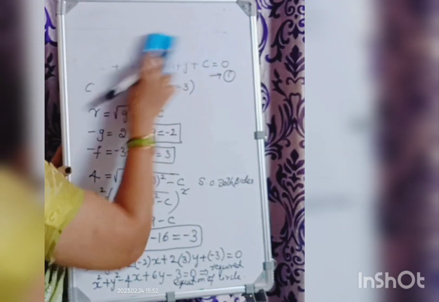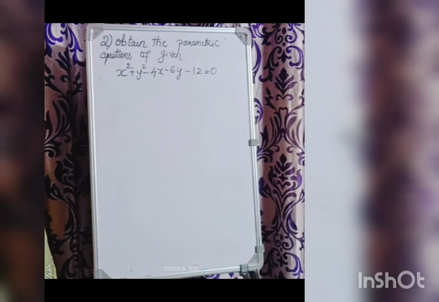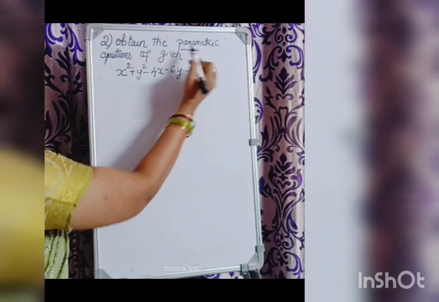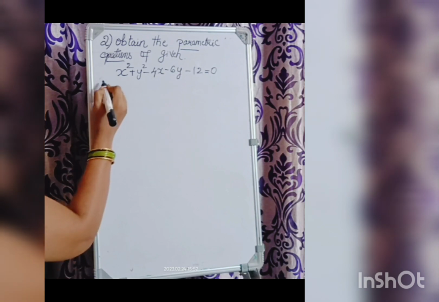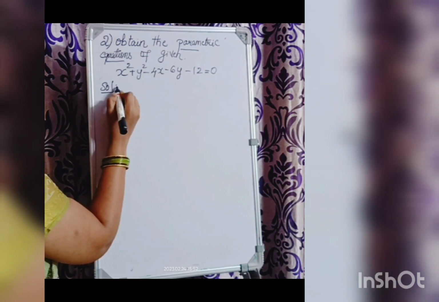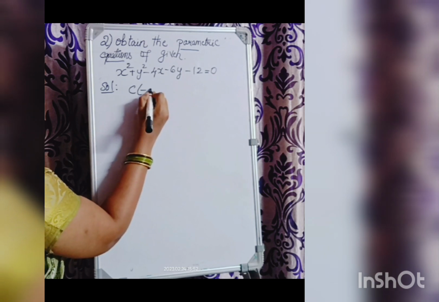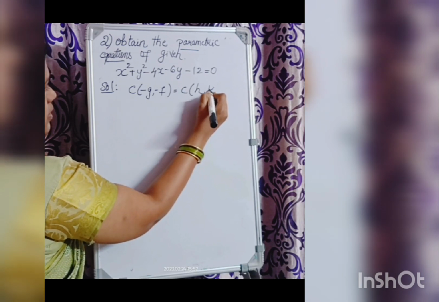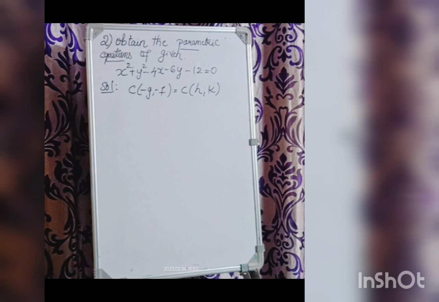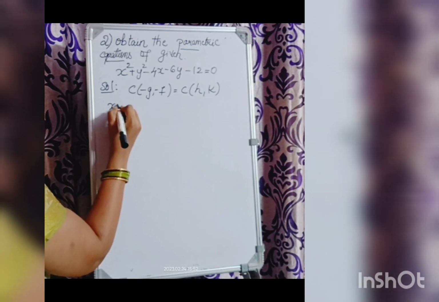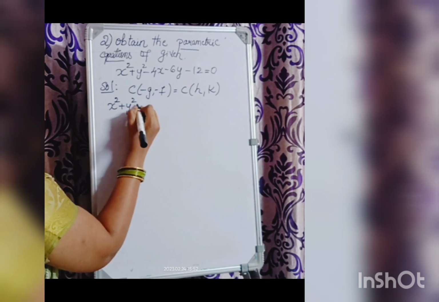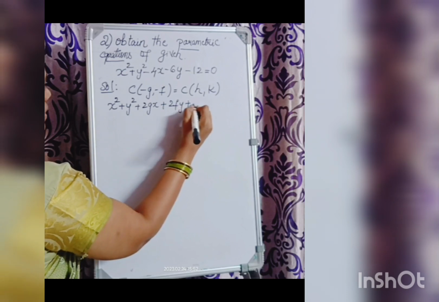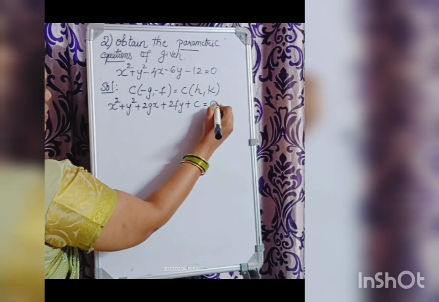Okay. Now we'll see the other type. The other type of problem is, they'll give the equation of circle. We need to find the parametric equations of the given circle. For that, first we need to find the center, right? Why? Because parametric equations are represented in terms of h comma k. Okay. So take the general equation of circle, x square plus y square plus 2gx plus 2fy plus c is equal to 0.